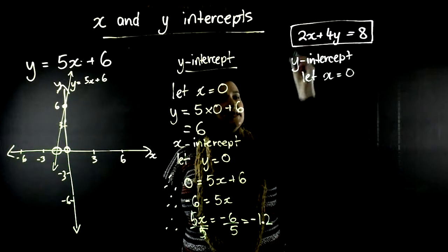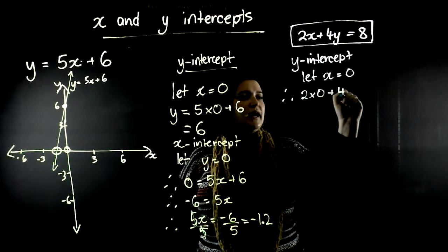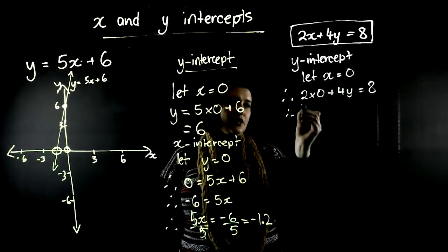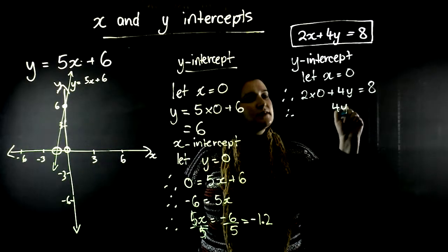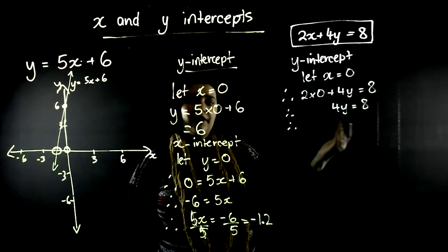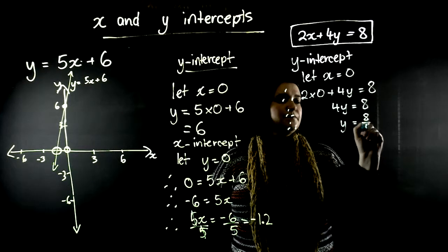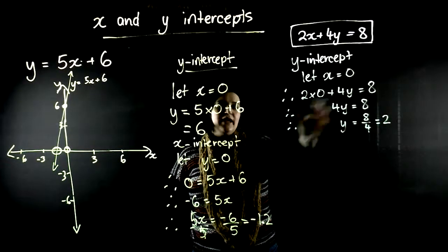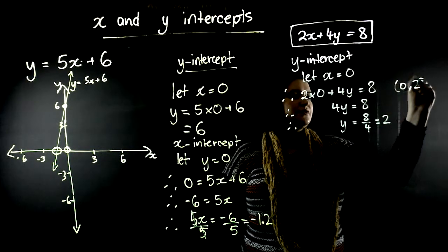substitute 0 in for x, therefore 2 times 0 plus 4y equals 8. Therefore, 2 zeros are 0, so this is just 4y equals 8. Now I want y by itself, I want that as the subject. Dividing by 4 on both sides, I get y equals 8 on 4, which is 2. So the y-intercept of this equation happens at 0, 2.